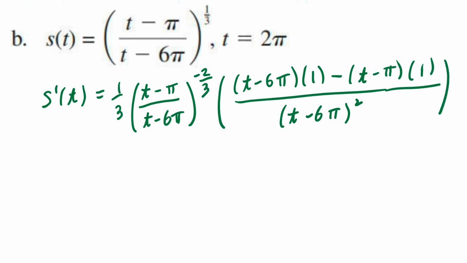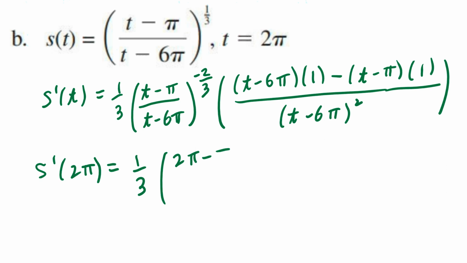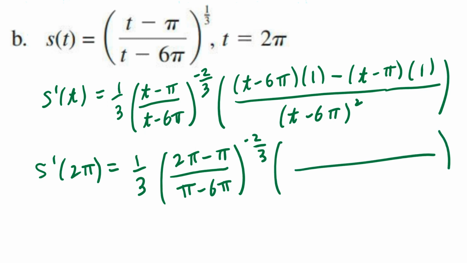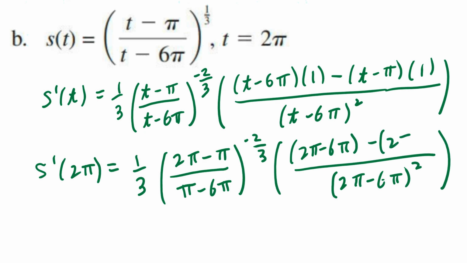Now, your goal is to plug in t to be 2 pi. So again, there's no need to simplify this. You can go straight to substitution. So 1 over 3 times 2 pi minus pi divided by pi minus 6 pi in brackets to the power of negative 2 over 3. And in the second bracket, again, I'm going to start with the denominator, 2 pi minus 6 pi in brackets squared. Here at the top, it's going to be 2 pi minus 6 pi minus 2 pi minus pi.